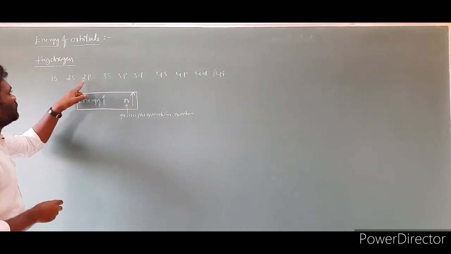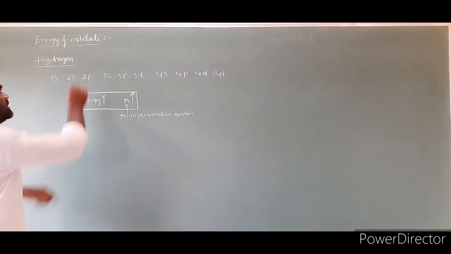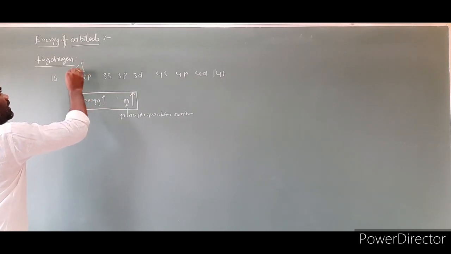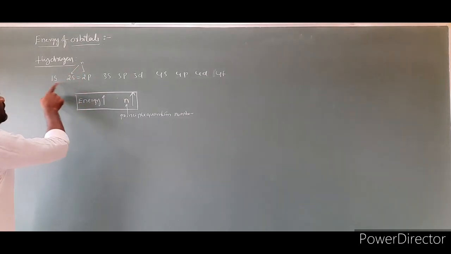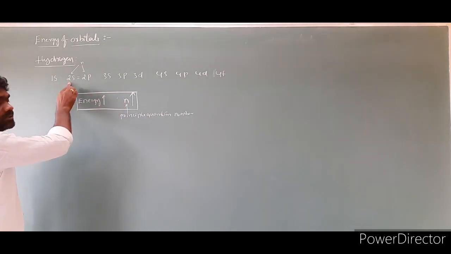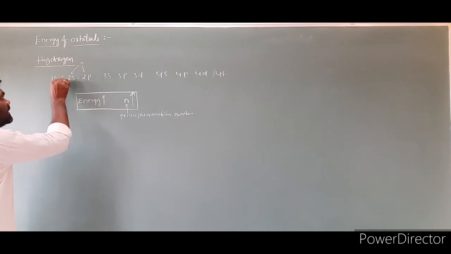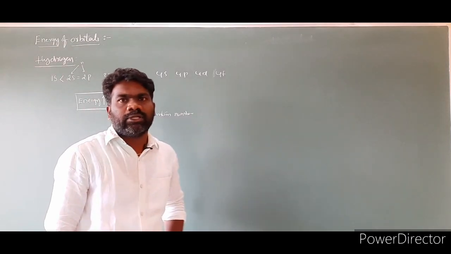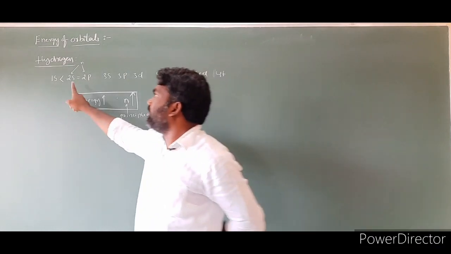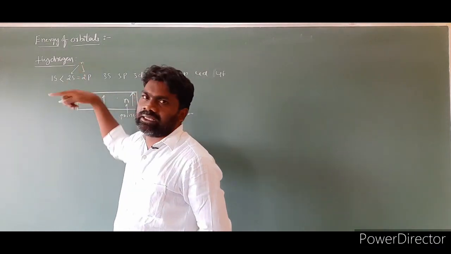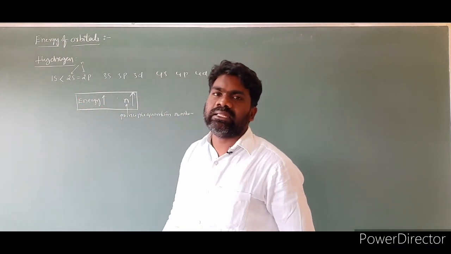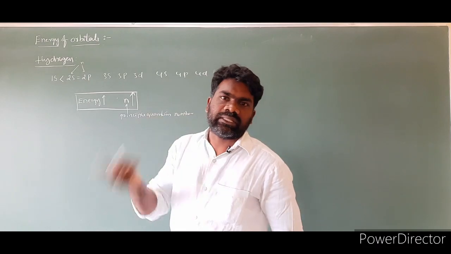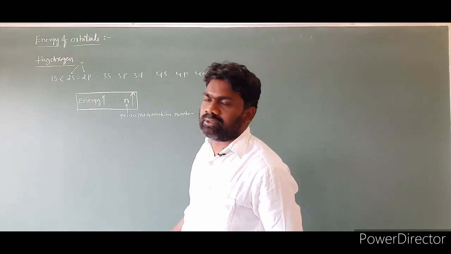1s orbital, 2s, 2p. For 2s and 2p, the n value is the same, so their energies are the same. If you compare 2s, 2p with 1s, the n value is more for 2s when compared to 1s, so 2s energy is more than that of the 1s orbital. The 2s, 2p energy is greater than the 1s orbital because as the n value increases, the energy increases. When the n value is the same, the energy will be the same. They are called degenerate orbitals. The orbitals with the same energy are called degenerate orbitals.